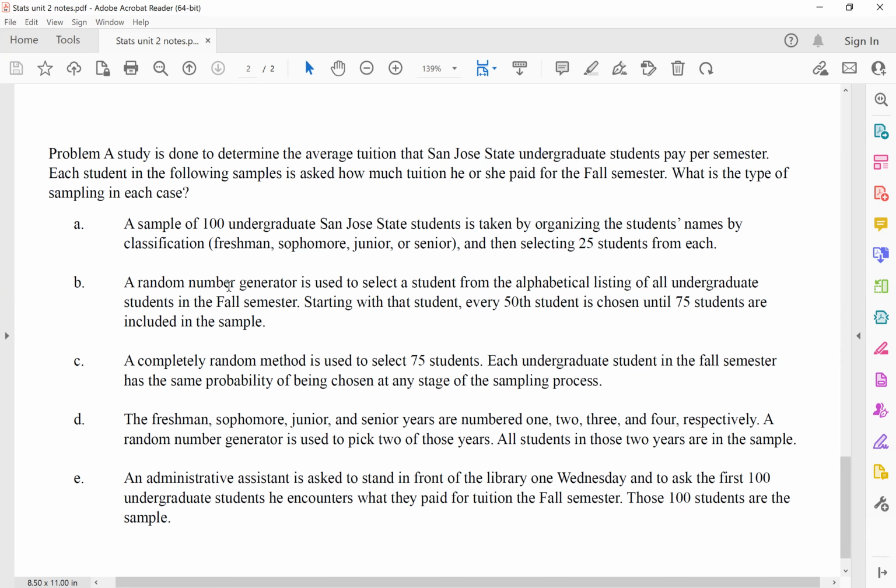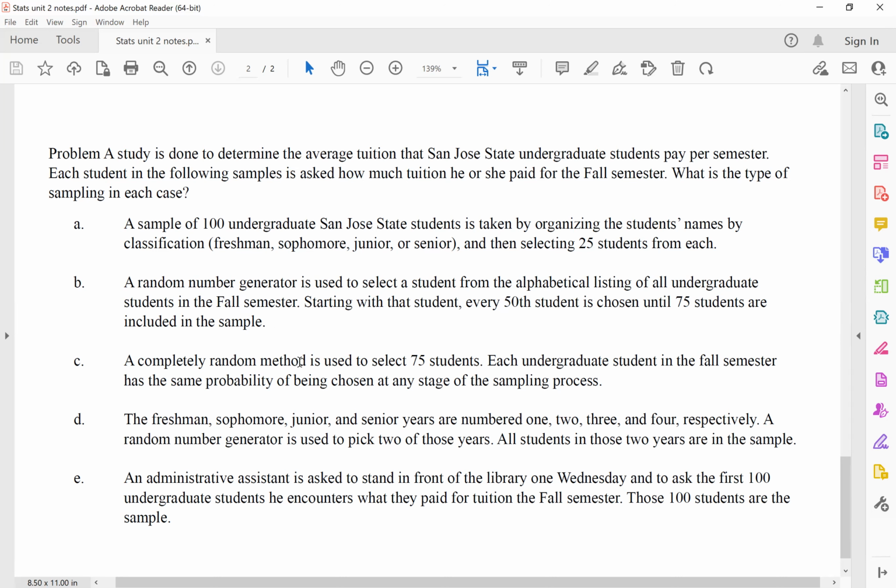Now, let's say a random number generator is used to select a student from the alphabetical listing of all undergraduate students in the fall semester. Starting with that student, every 50th student is chosen till 75 students are included in the sample. Okay, so I came in and chose a person, any random person, right? But then after that person, every 50th person I would choose. And I do that until I collect 75 students for my sample. So I have a system, right? Every 50th student. So yeah, I would call that systematic.